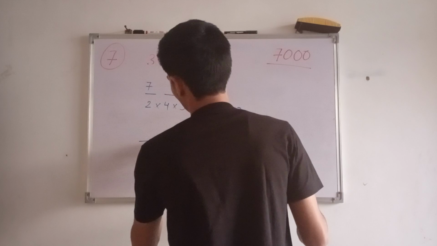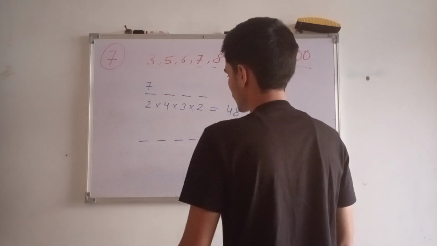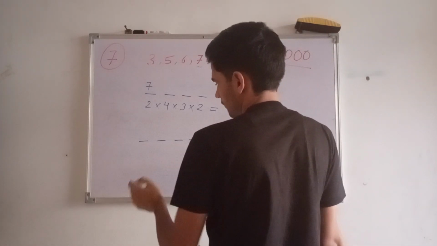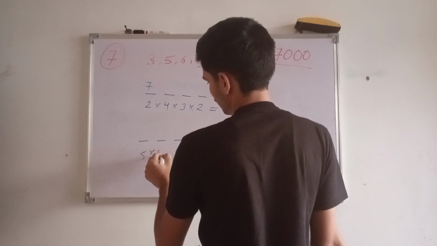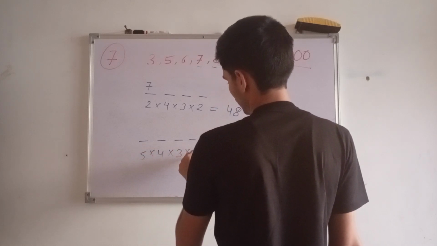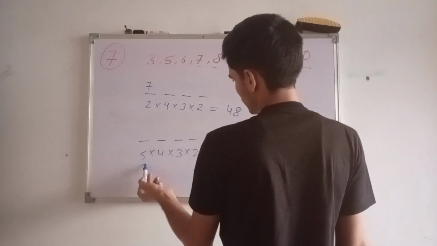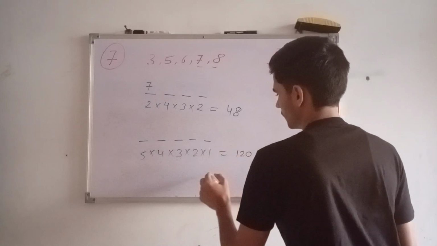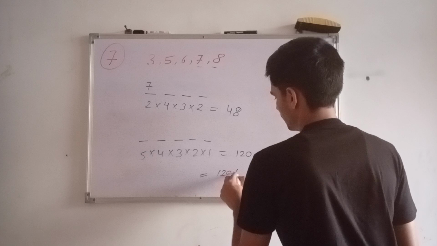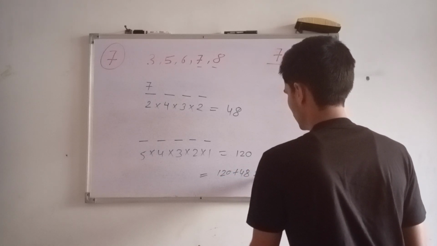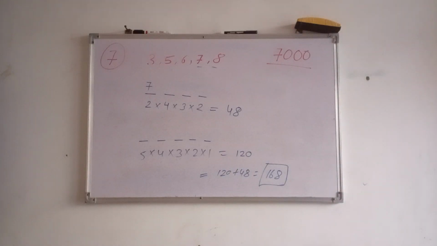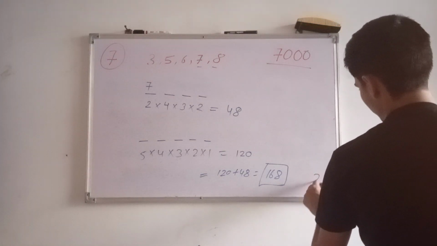Now let us consider 5-digit numbers. We have 5 different digits and we need to form a 5-digit number. The ways are 5 into 4 into 3 into 2 into 1. 20, 20 times 3 is 60, 60 times 2 is 120. Then the total will be 120 plus 48, which is 168. These are all the possible ways we can form a number greater than 7000, and this is option number 2.